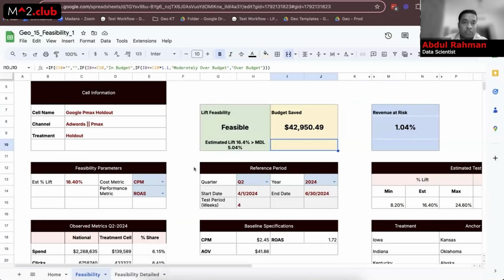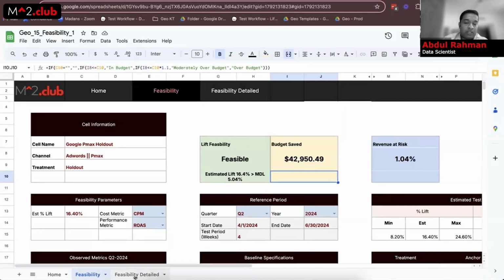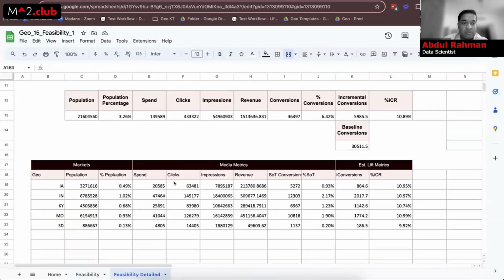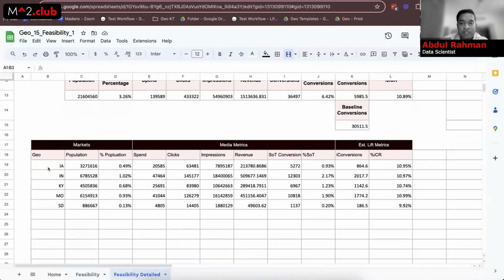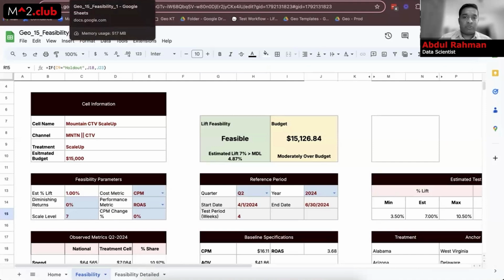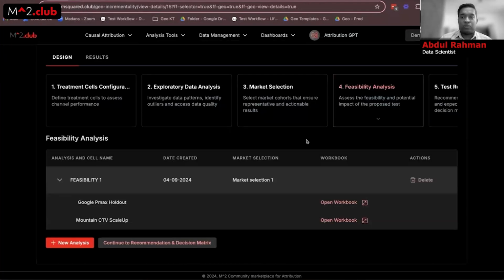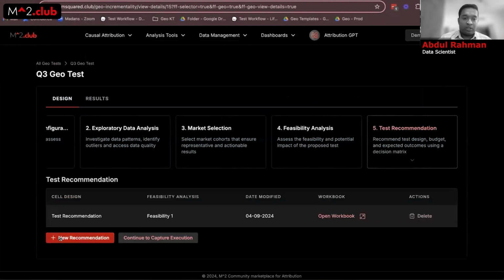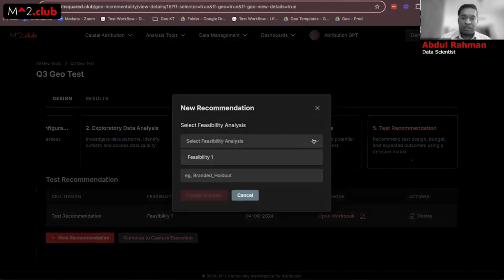We want to go into the detail of how we do the calculation at a market level. We can go to the feasibility detail page, where we will dissect by markets and show the entire metrics. We had 2 cells. We did the feasibility for 2 cells, and next we have to have a test recommendation. So again, we can go here and select new test recommendation.